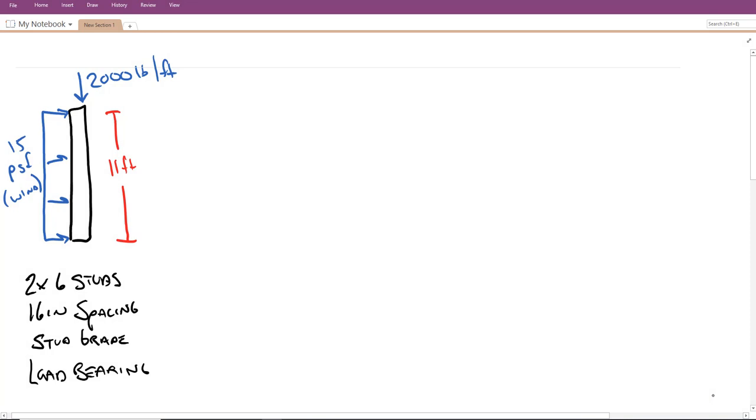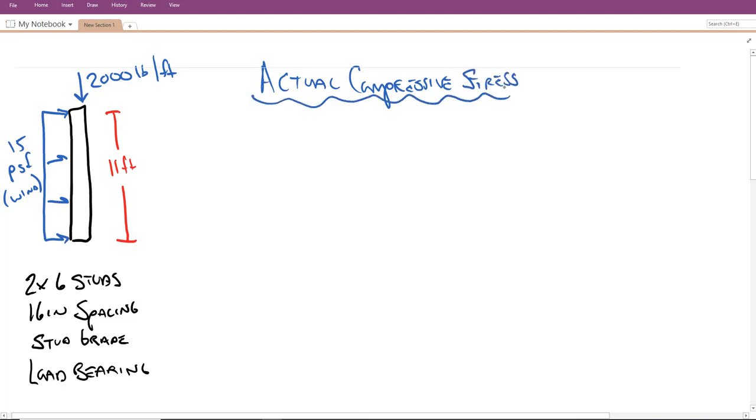Okay, next thing we need to do is calculate our actual compressive stress. Now that we've got our allowable value, on the actual, so that we can take that ratio in the interaction equation and run with it. So you'll recall that actual compressive stress is simply the point load divided by the area. And so I've got the point load first.